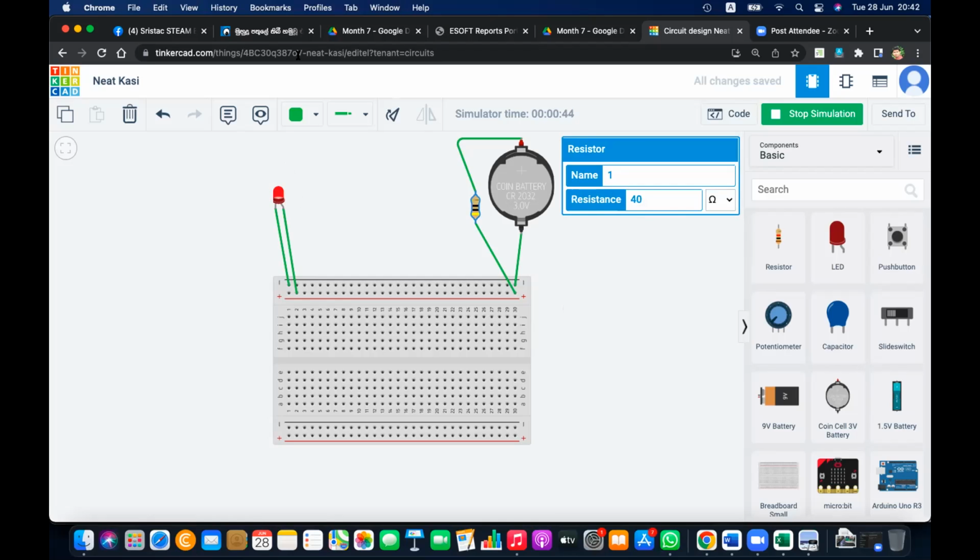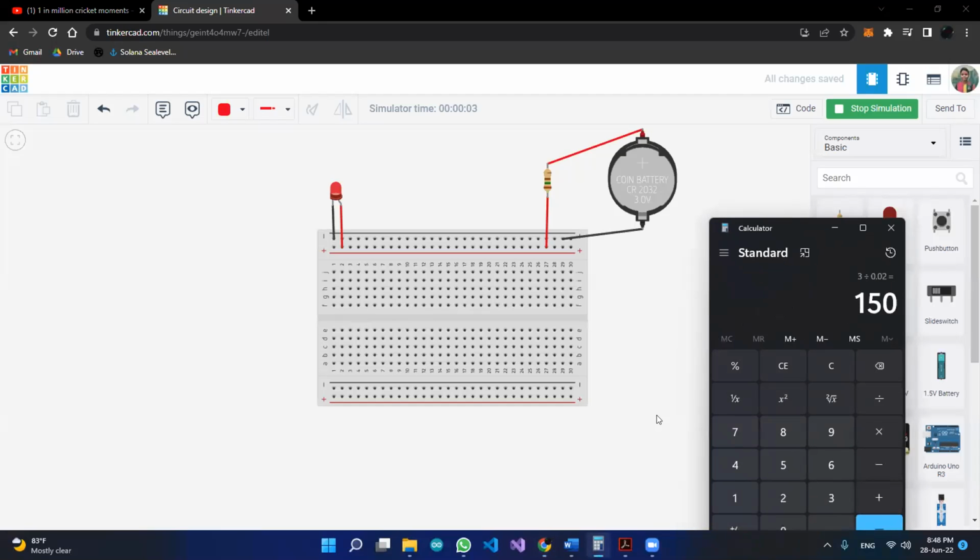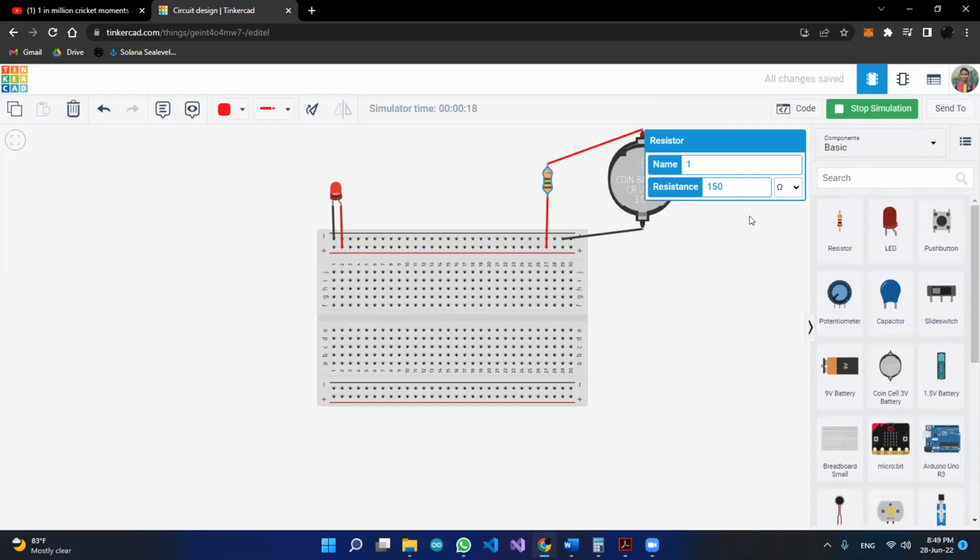Can you all do this quickly? Nihan has already done that. Okay, good. You have done the exact calculation. So what resistance did you put? 150. Can you see the resistance that you put? Click on the resistor. 150 ohms, that is too much, I think. Just putting in 50 ohm will be enough.